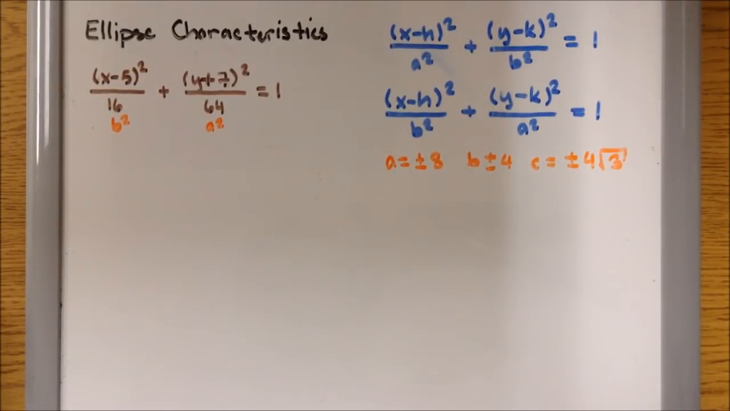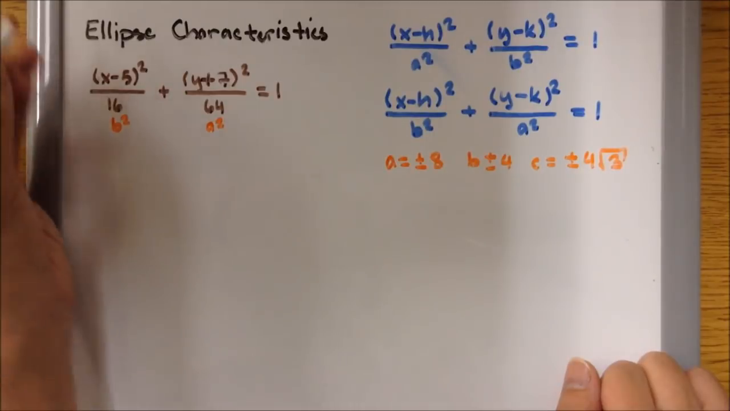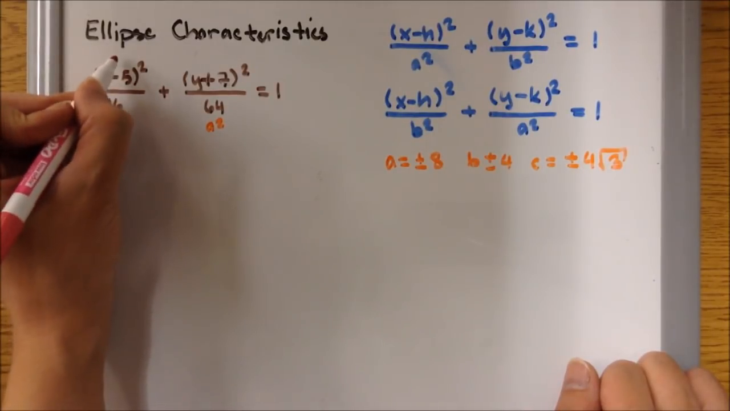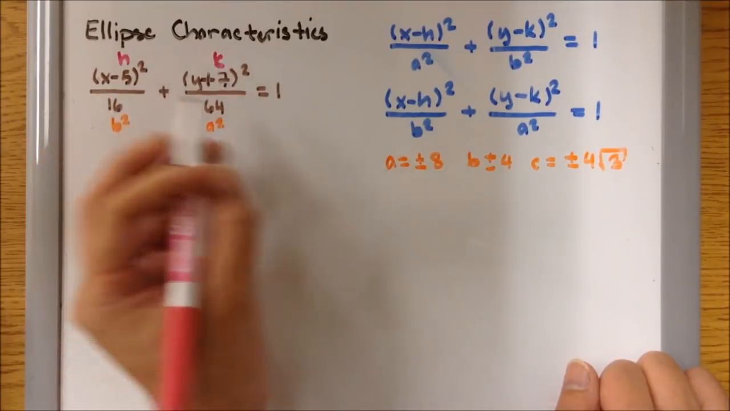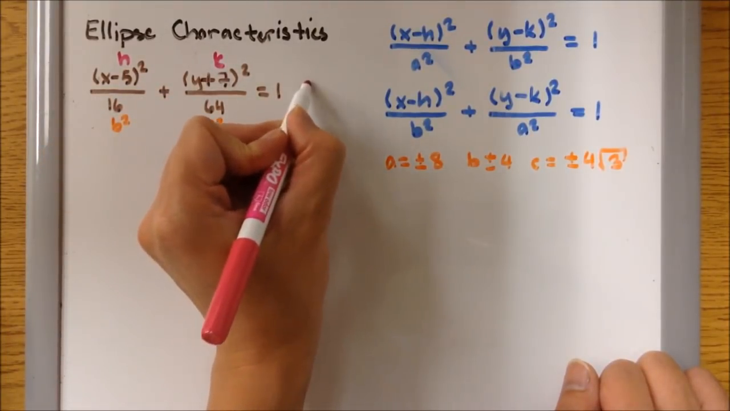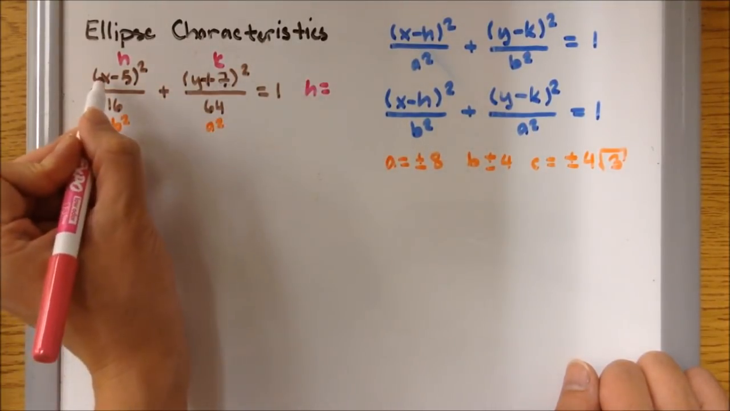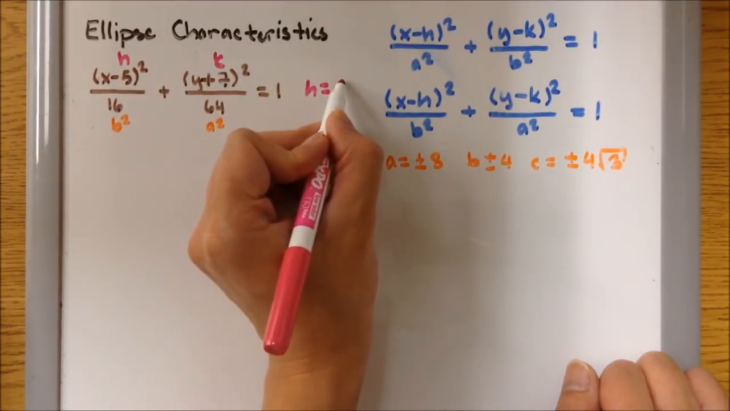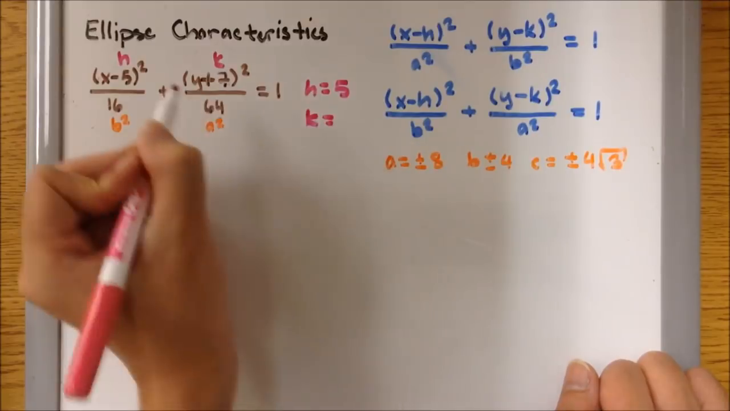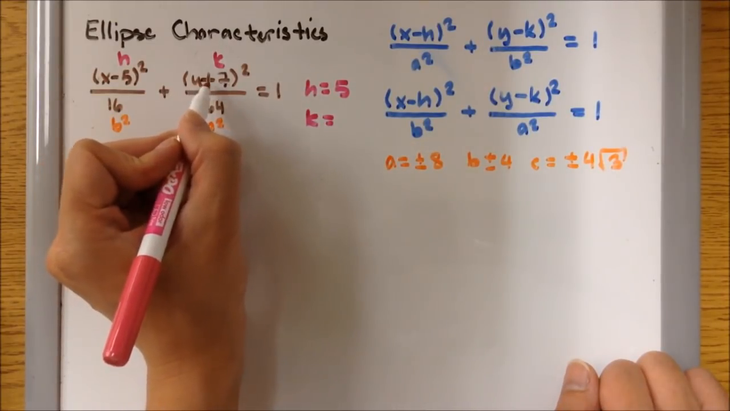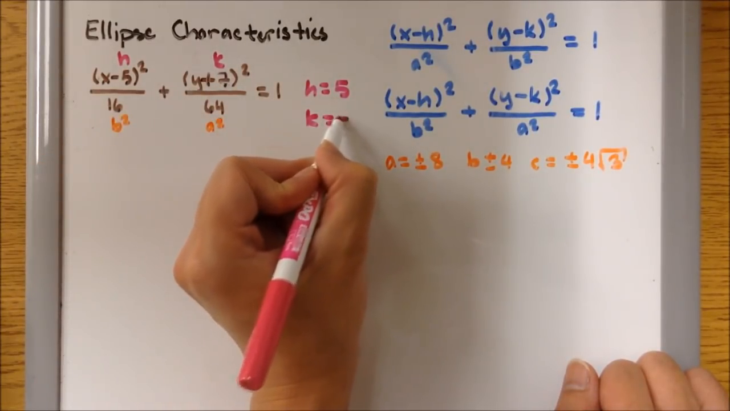Now, next we need to identify our h and k value. Number with x will be h, number with y will be k. So I'm going to write right here, h will equal, since it's x minus 5, h will be positive 5. k, since it's y plus 7, k will be negative 7.